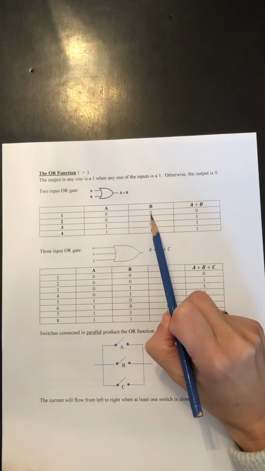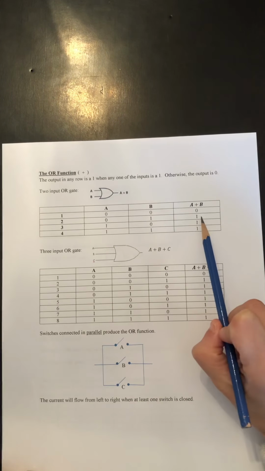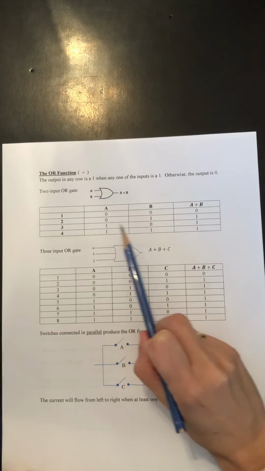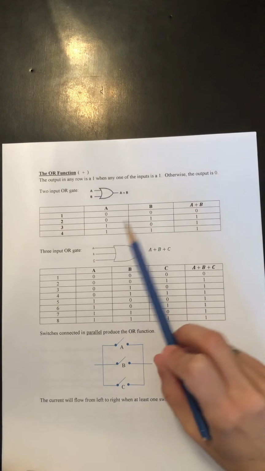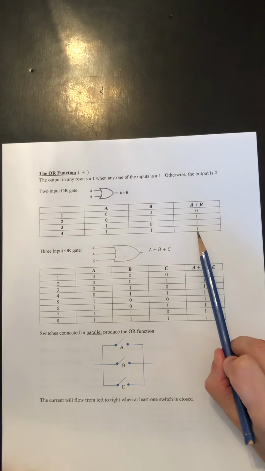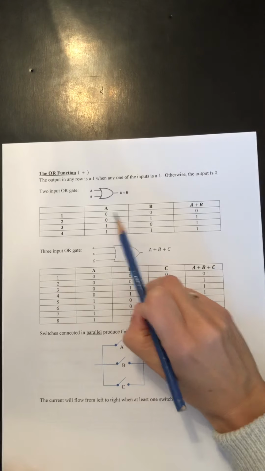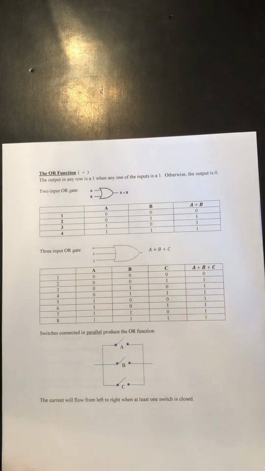0 plus 0 is 0. 0 plus 1 is 1. 1 plus 0 is 1. And 1 plus 1 is also 1. Okay, so we get a 1 everywhere here except in the top row where we had only zeros.